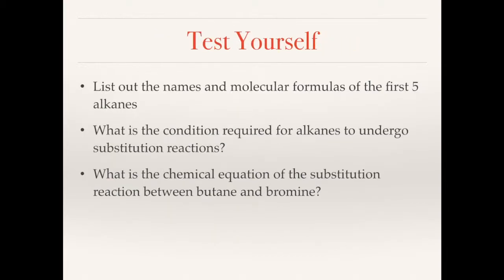So take this chance to test yourself. List out the names and the molecular formulas of the first 5 alkanes. Recall how we use prefix and suffix to come up with the different molecular names. What are the conditions required for alkane to undergo substitution reaction? And what is the chemical equation of the substitution reaction between butane and bromine? So take this chance to apply the concepts that you have learned earlier on for these questions, and I'll see you at the next video.